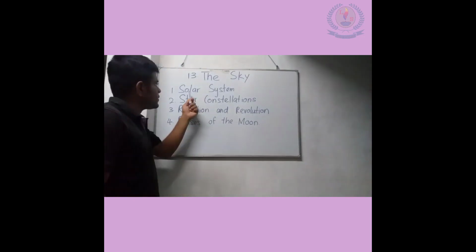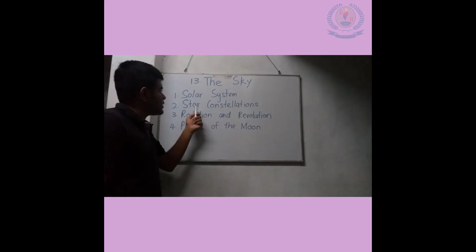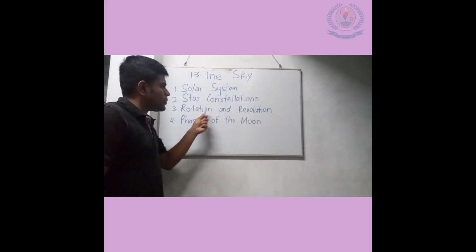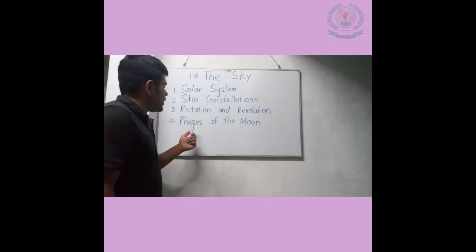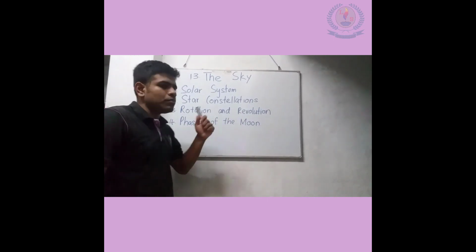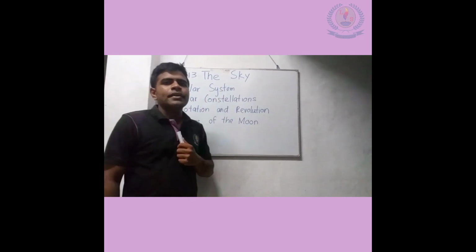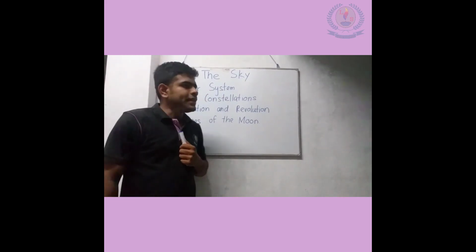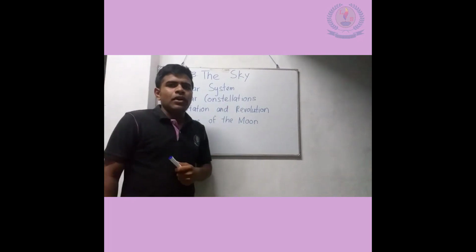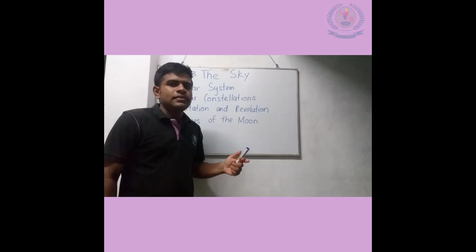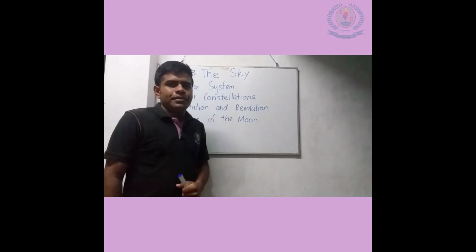The first one is the solar system, the second one is the star constellations, the third one will be the rotation and revolution, and the last one will be the phases of the moon. So let's take the first topic in detail. The solar system: we are going to learn about the planets and the names of the planets, and how to write the planets in order.